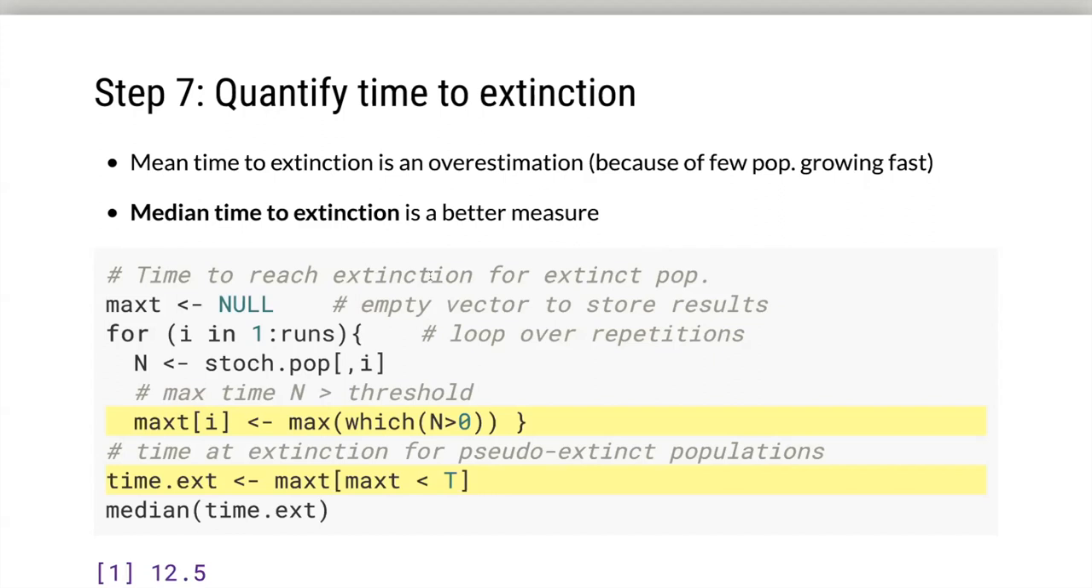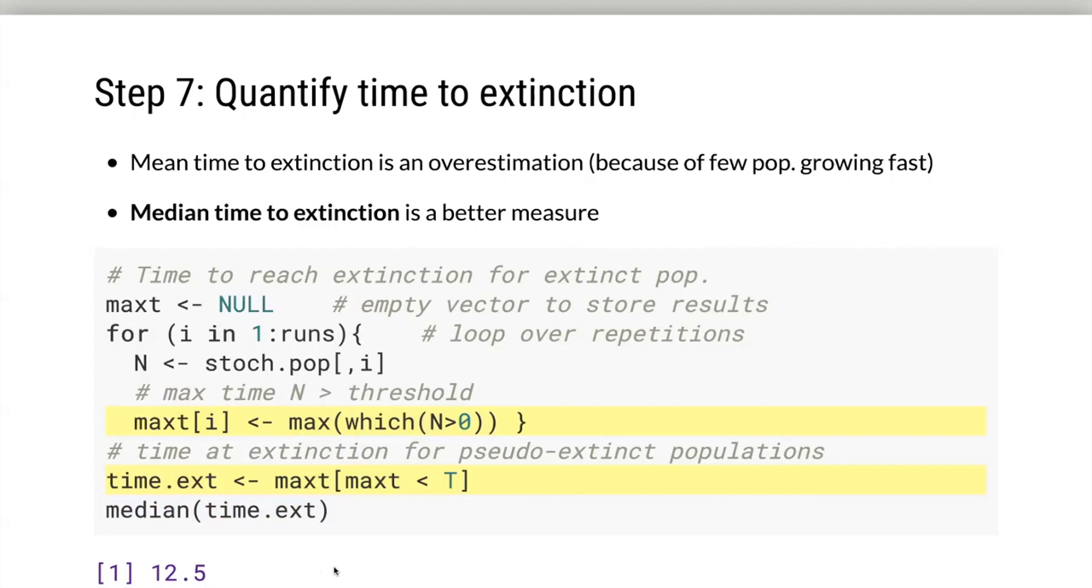So we can calculate the time that each population took to get extinct, the number of time steps that it took the population to get extinct. So how many time steps it was over zero in terms of population size. The time to extinction for each population that got extinct is going to be the last time step before the population reaches zero. Okay, and we can just take the median value of the time to extinction. In this case, for the grizzly bear, it was about 12.5 years, the median time to extinction.